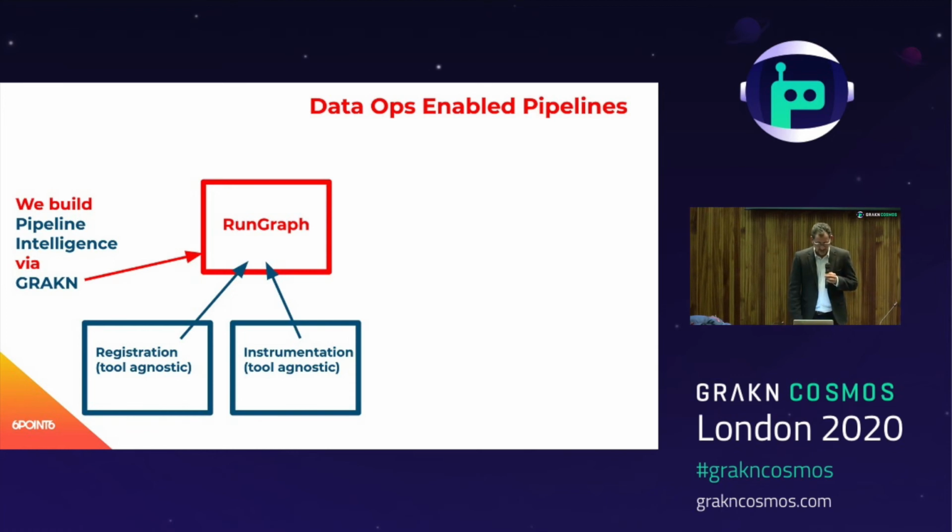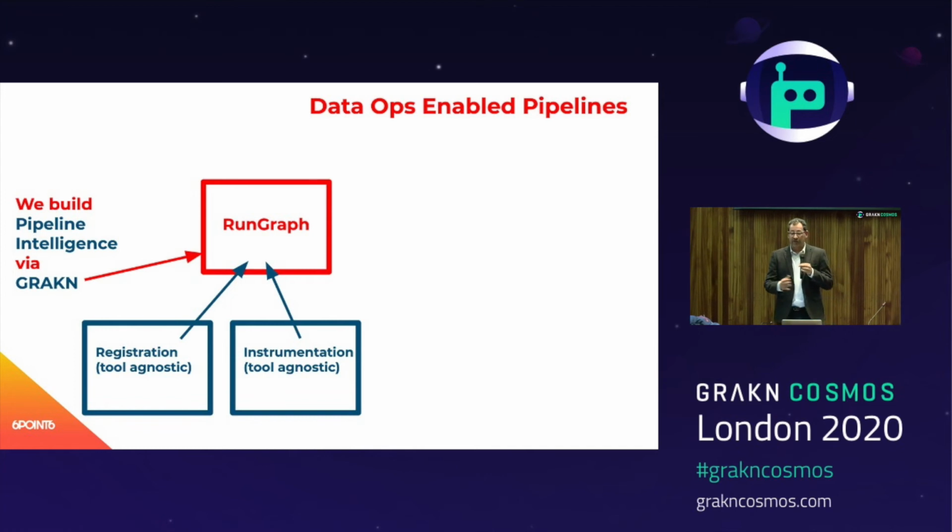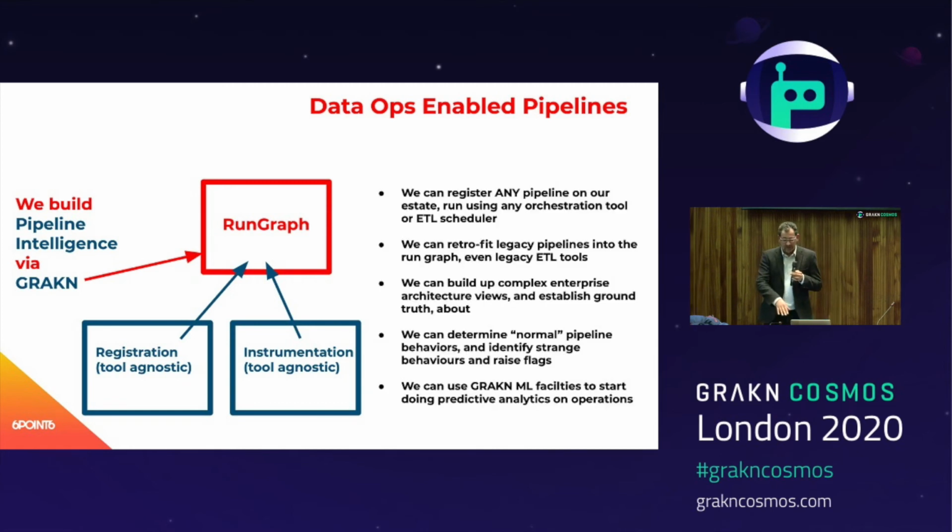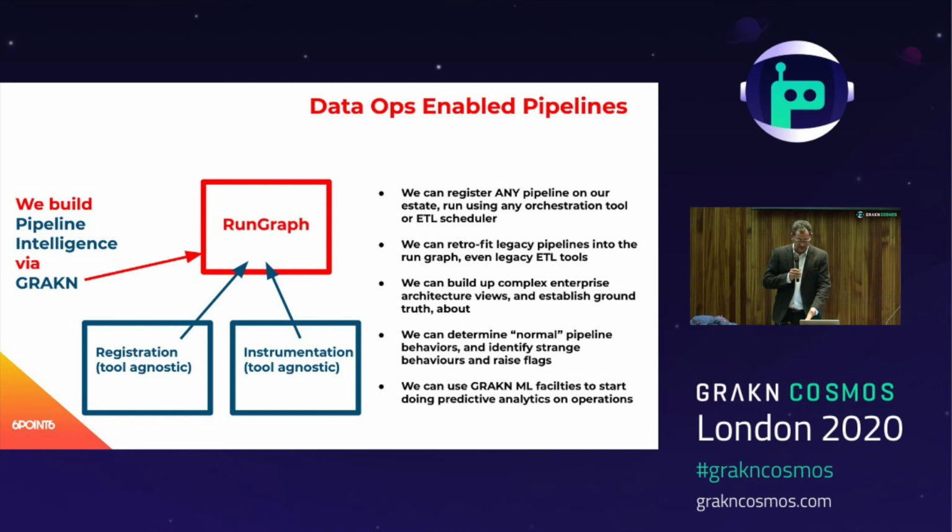We just need a very simple registration tool, and it's agnostic to any of your technology choices. And we need an instrumentation tool, and that's also agnostic to your choices, so that it's working across all of the legacy and real-time and, say, cloud-based infrastructures that you put in. And then all of a sudden, these kinds of benefits start to light up. Like we can register any pipeline on our estate, irrespective of the legacy tool it runs in. We can retrofit our estate. We can then build up these complex enterprise architecture views that we never really were able to maintain in the past. And this would allow us to monitor the schedules so that we could rebuild them.